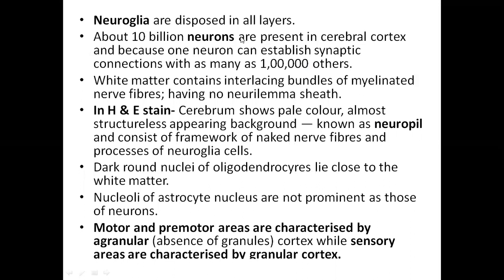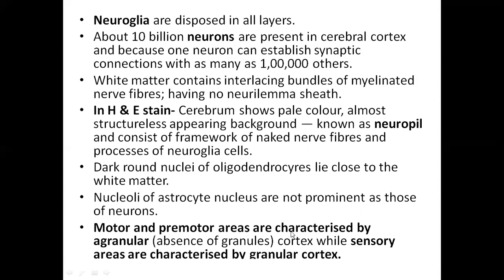We have about 10 billion neurons in the cerebral cortex, and one neuron can establish synaptic connections with as many as 1 lakh others. White matter contains interlacing bundles of myelinated nerve fibers having no neurolemma sheath. In H&E stain, the cerebrum shows a pale color, almost structureless background, known as neuropil, and consists of a framework of naked nerve fibers and processes of neuroglial cells. Dark round nuclei of oligodendrocytes lie close to the white matter. Nucleoli of astrocyte nuclei are not as prominent as those of neurons.